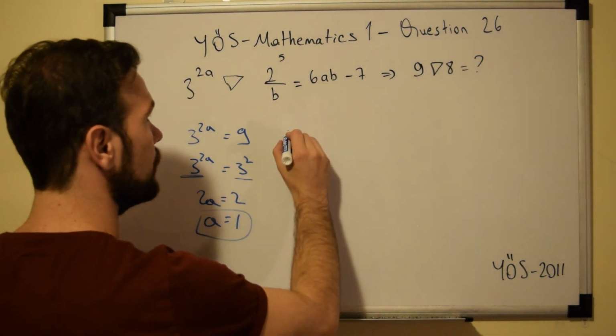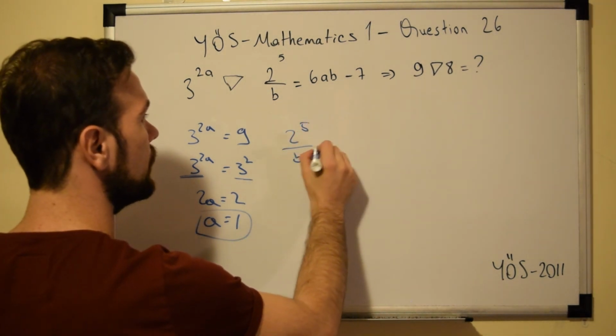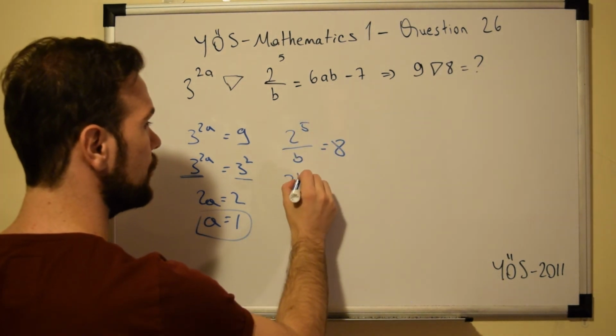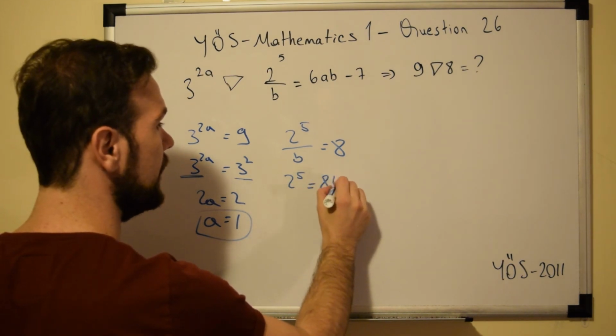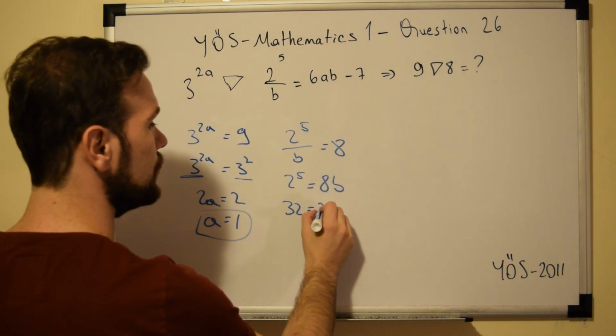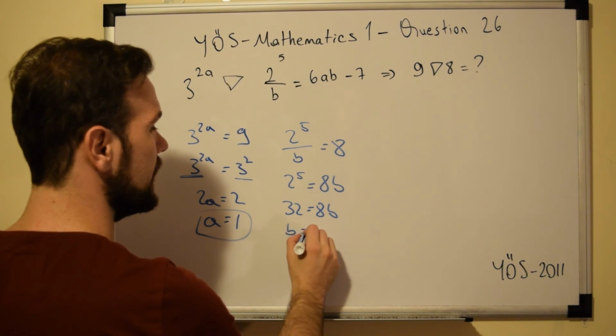Now we do the same thing with 8. We have 2 to the power of 5 over b, which is equal to 8. So we have 2 to the power of 5 equals 8b, and we have 32 equal to 8b. And the value of b is 4.